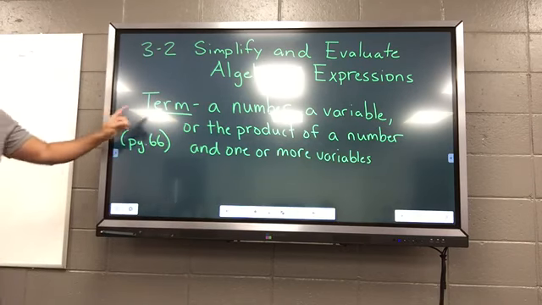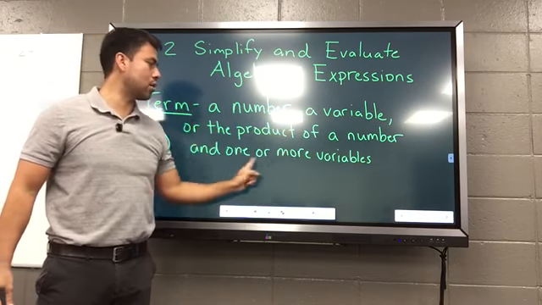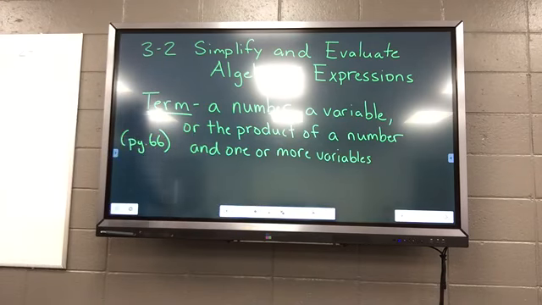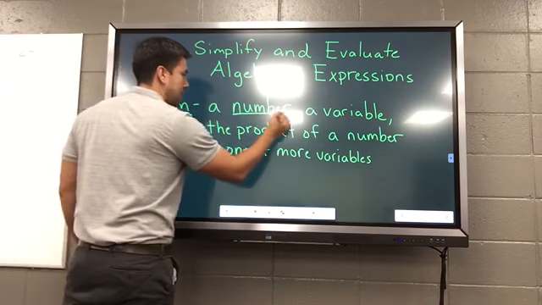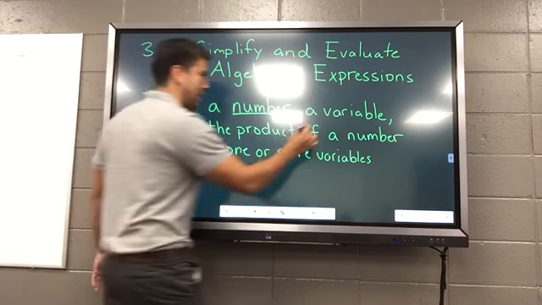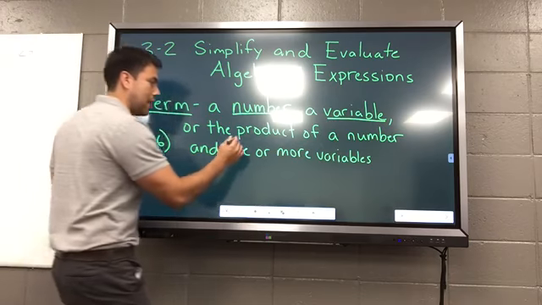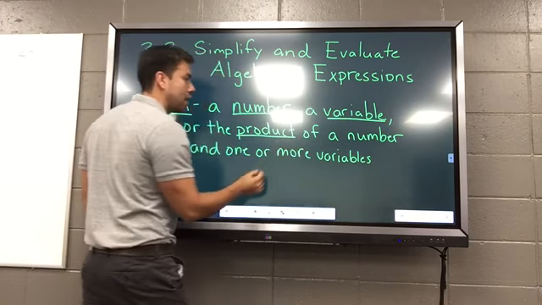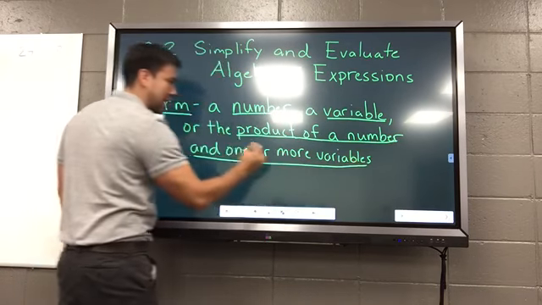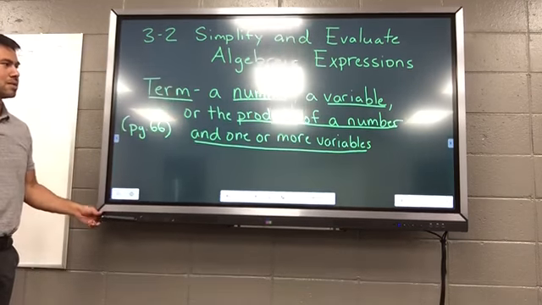Okay, a term is a number, a variable, or a product of a number and one or more variables. Now that sounds like a lot, but I'm going to break it down into 3 parts. A term can be a number. A term can be a variable. Or a term can be a product of a number and one or more variables. Now that third part is like, what? Let's just look at the most basic one.